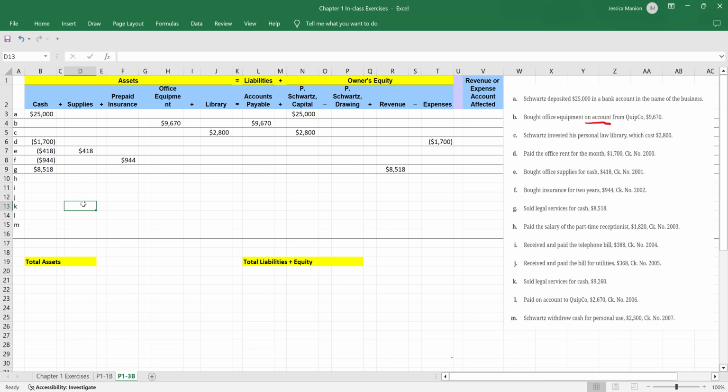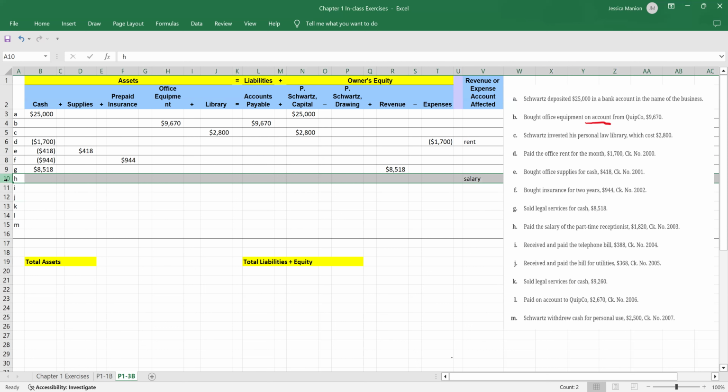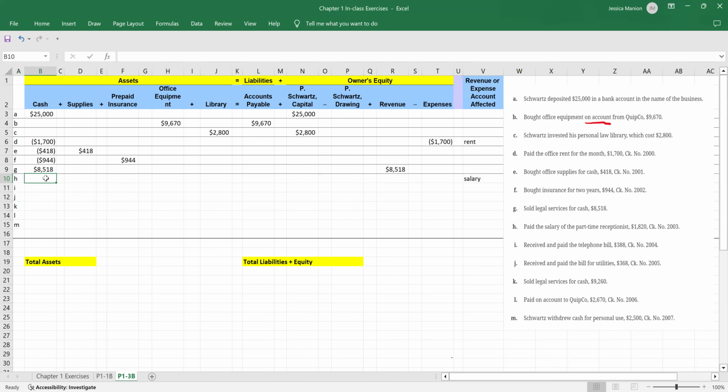Letter H, paid the salary of the part-time receptionist. So this is an expense. And actually back here, I didn't put down this 1,700. This was rent expense. Okay. Now letter H, we're incurring a salary expense, right? We're paying the salary of the part-time receptionist. So we're incurring a salary expense now, letter H, 1,820. So we've got a negative 1,820 to cash. And then this also, because we're incurring this expense, decreases our equity, 1,820. So that's what that one would look like.